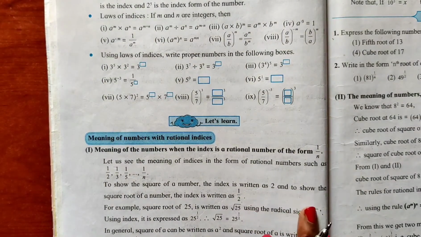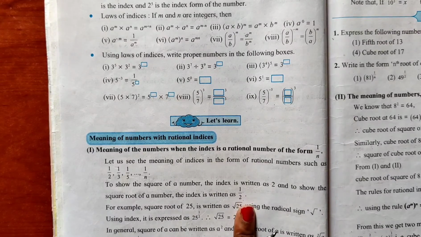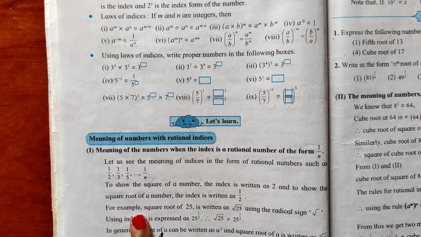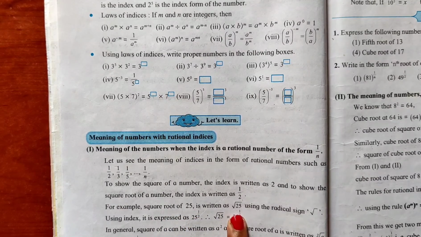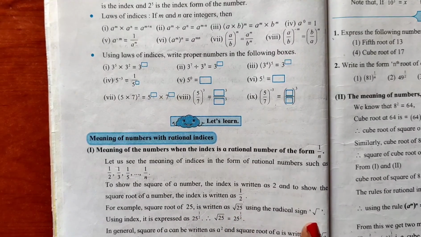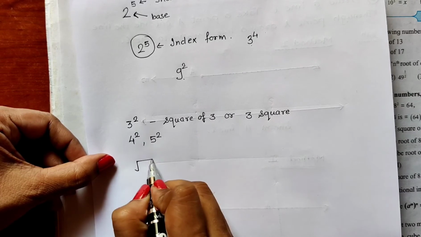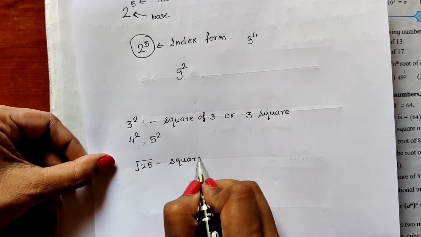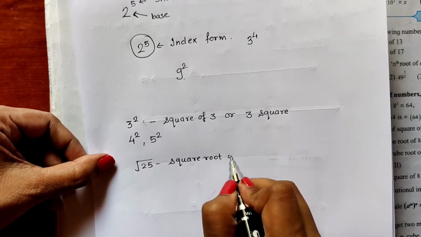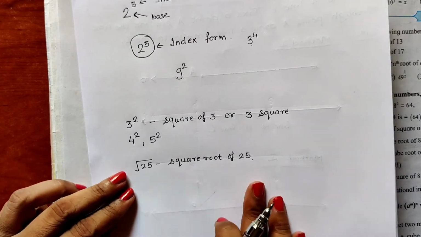But when we want to show the square root of a number, the index can be written as 1 upon 2. Otherwise, most of the time, for example, if we want to write the square root of 25, we write it under the square root symbol, using the radical sign. Okay. When we want to show the square root of 25, we use the symbol. And how to read it? It is read as square root of 25. So mostly we use the square root symbol.